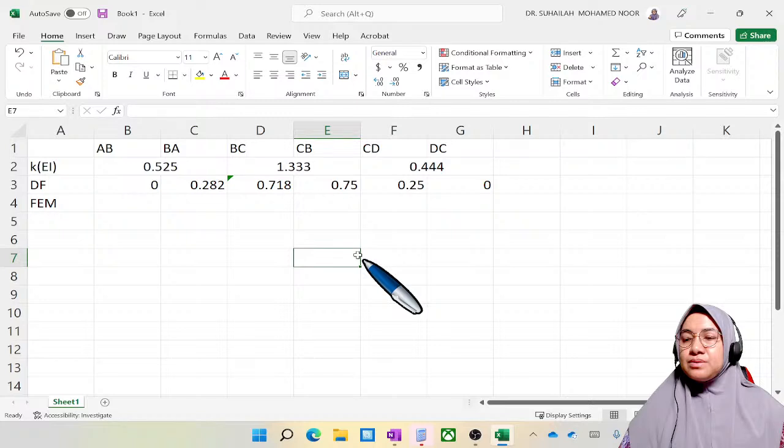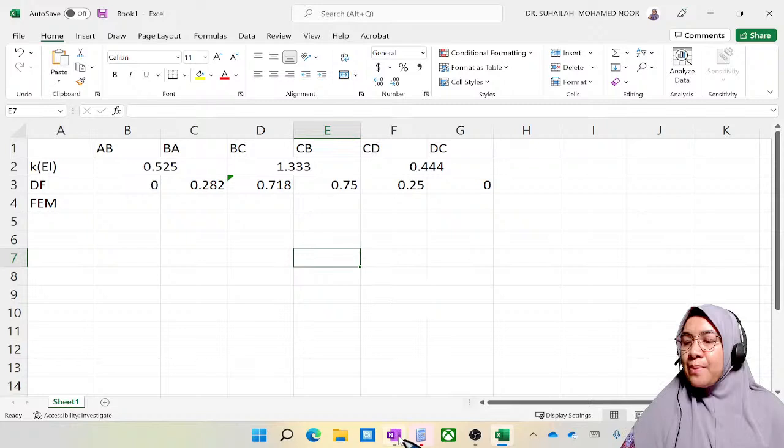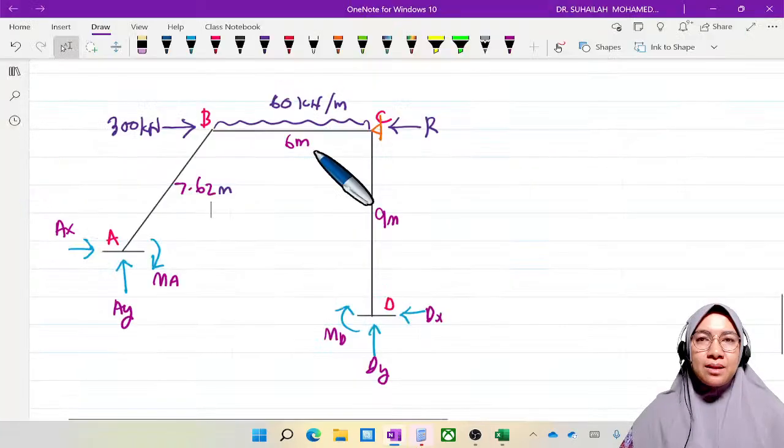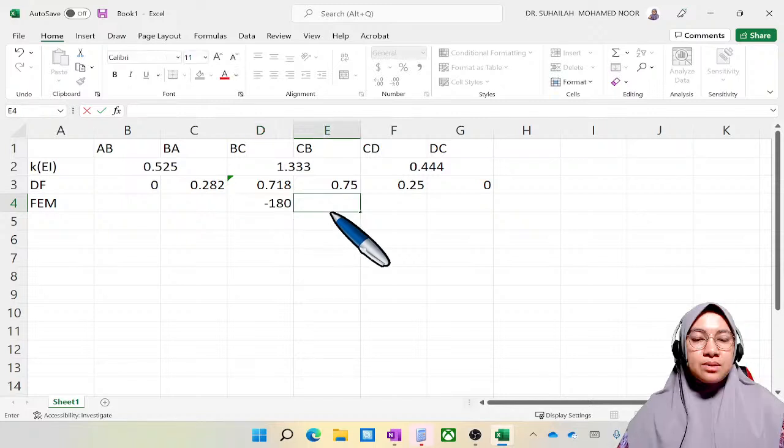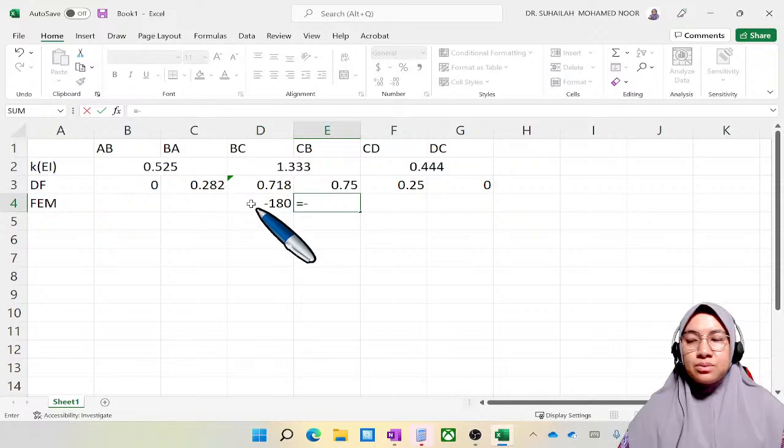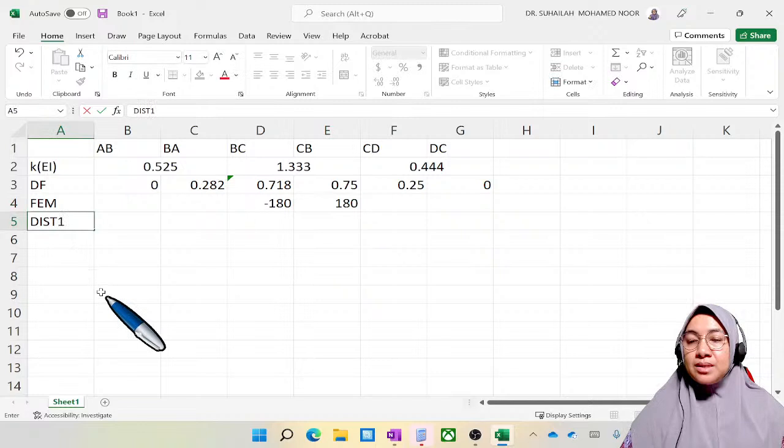So FEM, refer back to this, it is WL squared over 12 for member BC. W is 60, L is 6, WL squared over 12. We get this. So this one is positive, one negative, one positive. So we will do distribution as usual.